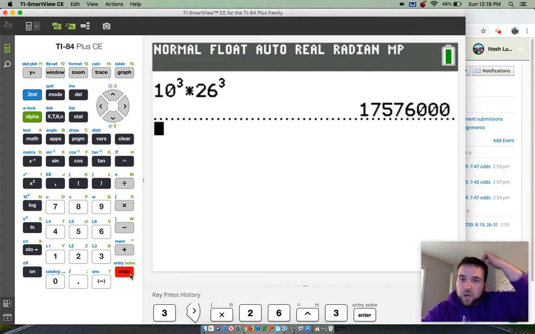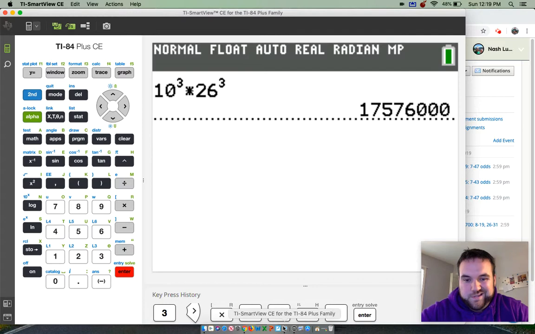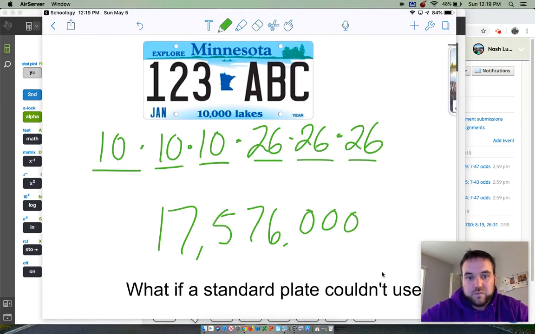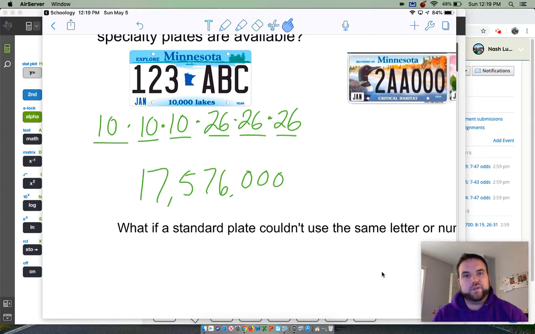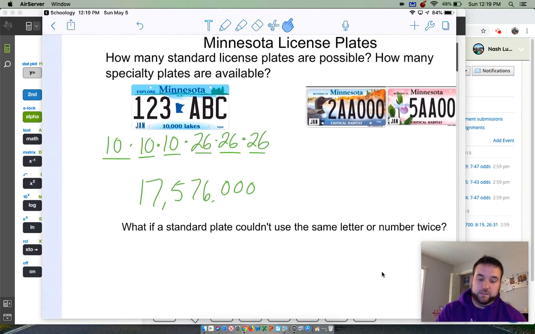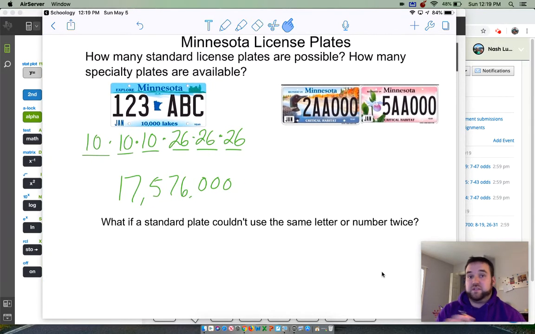Gives me, what's that, 17,576,000 different license plates, which is a lot because we only have about 9 million people in Minnesota. So there's obviously way less than 17 million cars, so we're good there. And that's just a standard license plate.